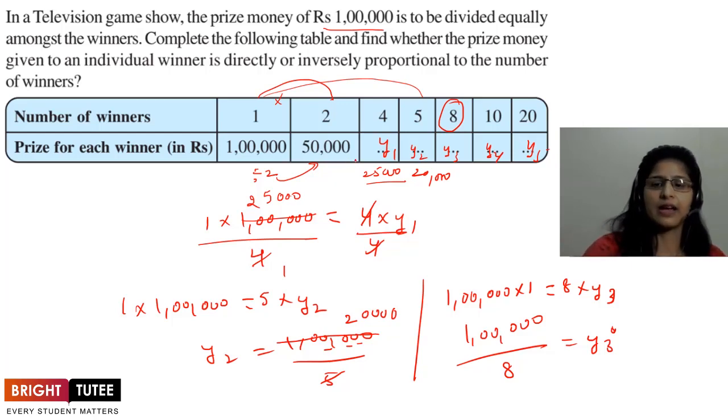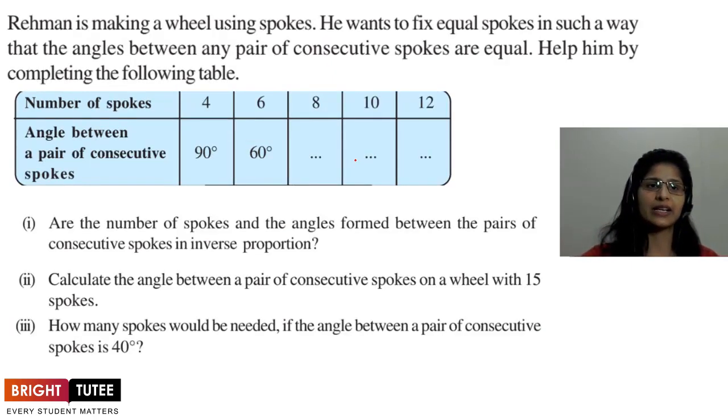Okay, now the next question. Here another question is there. They're saying Rahman is making a wheel using spokes. He wants to fix equal spokes in such a way that the angles between any pair of consecutive spokes are equal. So spokes are what?